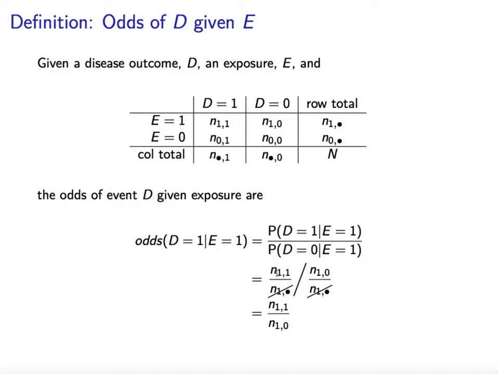So probability of disease given exposure is N11 over N1 dot. Probability of no disease given exposure, we just calculated that, is N10 over N1 dot. N1 dot cancels and we get the odds of disease given exposure are equal to N11 divided by N10.